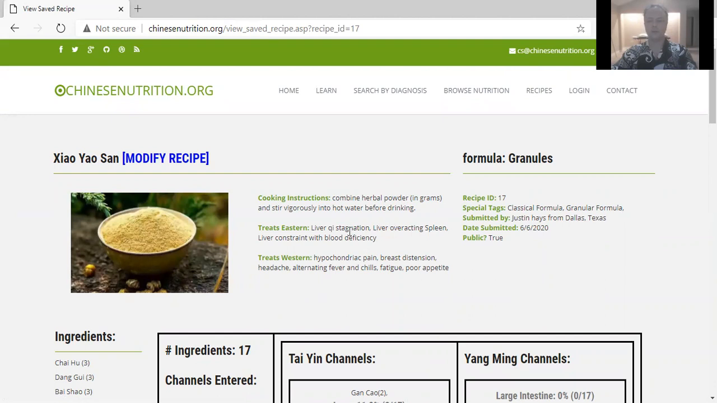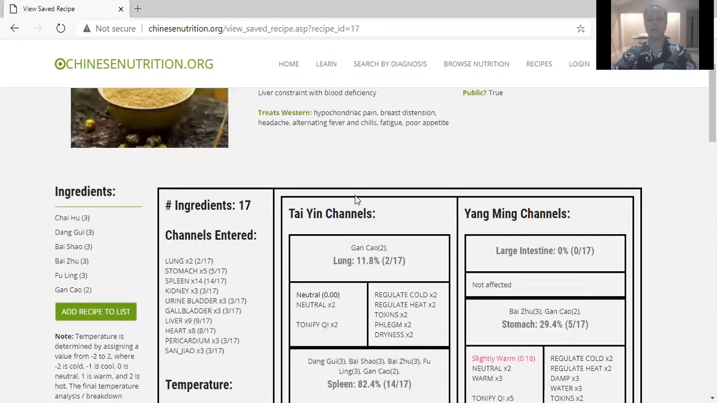So this is basically a formula for reducing emotional stagnation, helping people improve their mood. In Western terms, you might say it helps with hypochondriac pain, which is like pain in the rib cage area, breast distension, headaches, alternating fever, chills, fatigue, poor appetite. But what we're going to do with this website is really break it down and show you how this formula works with all the different organs in the body.